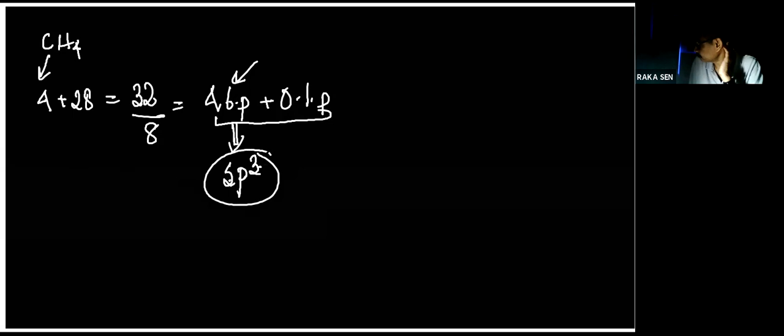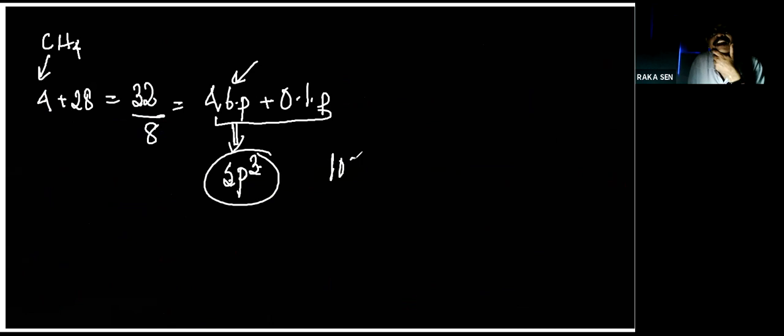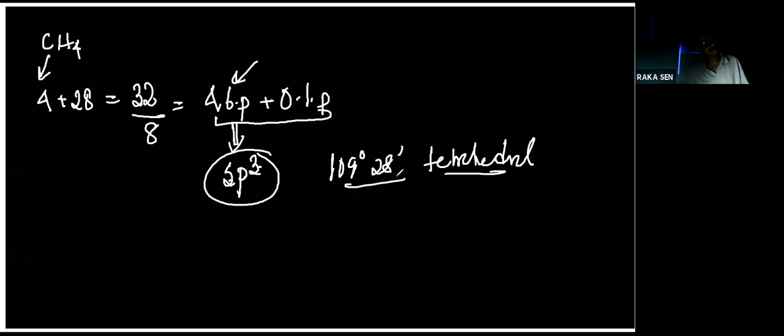So what should be the angle? Check it out. 109 degree 28 minutes, tetrahedral. हो गया मेरा geometry. 109 degree 28 minutes, tetrahedral. Simple. Is that simple? But yeah, this has got one particular problem.